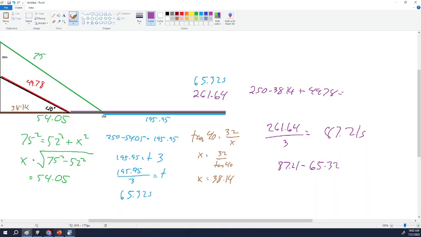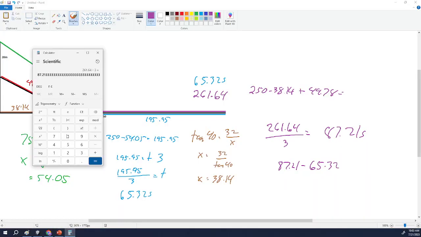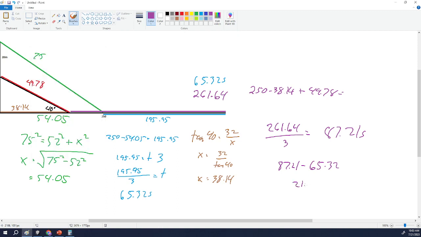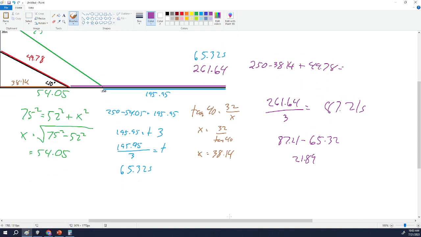Wrong one. 87.21 minus 65.32. It would take him 21.89 seconds to reach the tower habang inatake siya. In range siya ng archer.